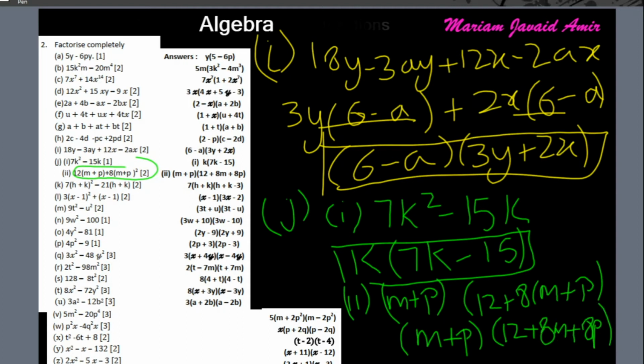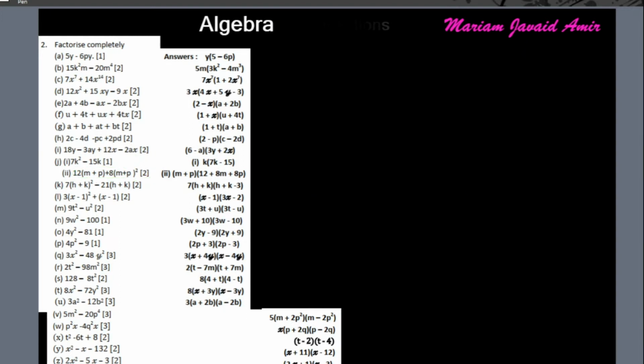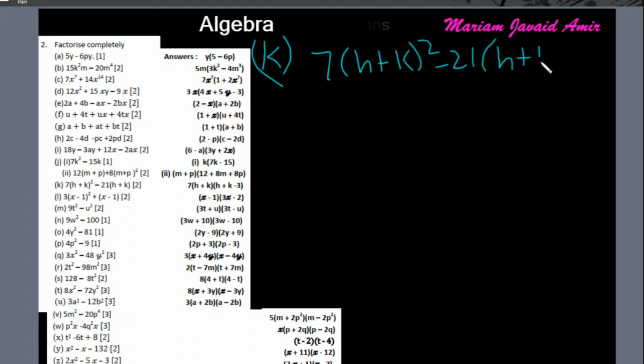Answer for part J, 1 and 2. Part K is 7(h+k) whole square minus 21(h+k). Now again, remember, the question is to factorize. Factorize means incorporate brackets and write this value as a product of some brackets, and it does not mean to expand it. So what is common here?